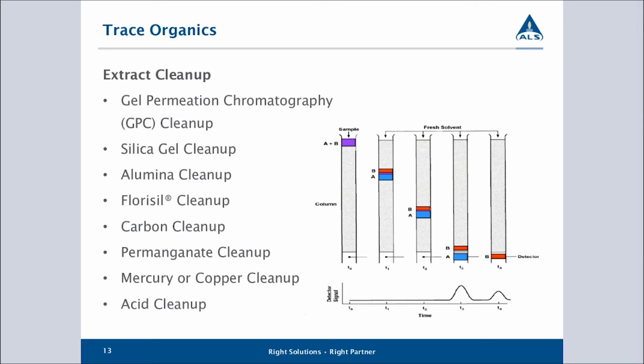Alumina is a very highly porous and granular form of aluminum oxide and will absorb a lot of compounds at various pHs. Silica gels are used to pull out polar compounds. And as I was talking about, permanganate and sulfuric acid cleanup for PCBs.